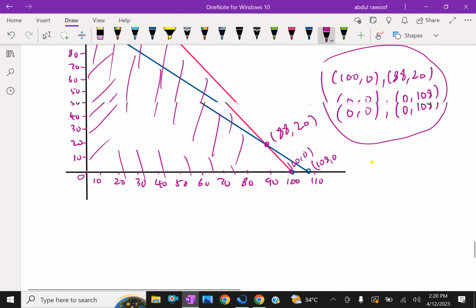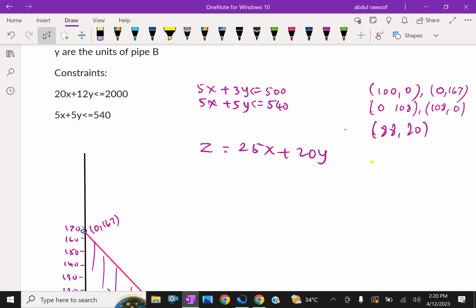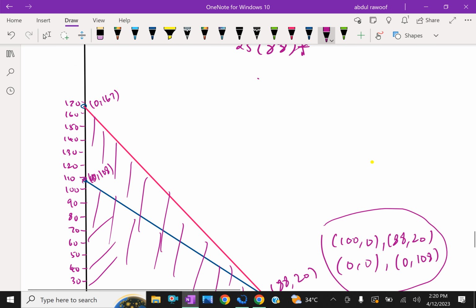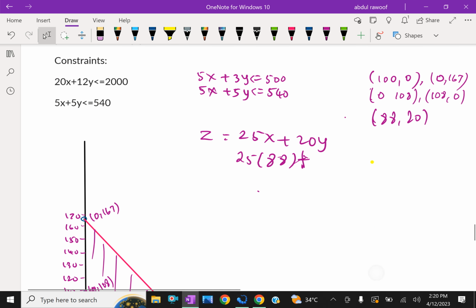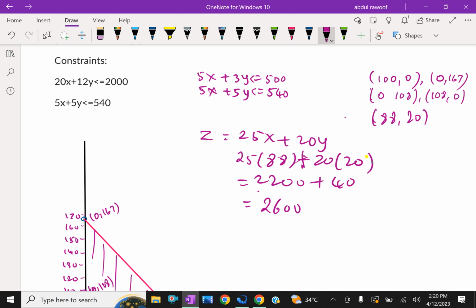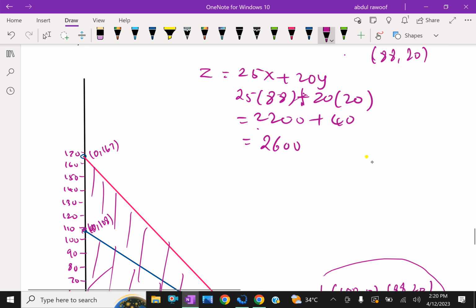In this, we are putting the values. Look at here, 25 into x is 88, y is 20, which is equal to 2200 plus 400, which is total equal to 2600. Therefore, maximum profit equal to rupees 2600.